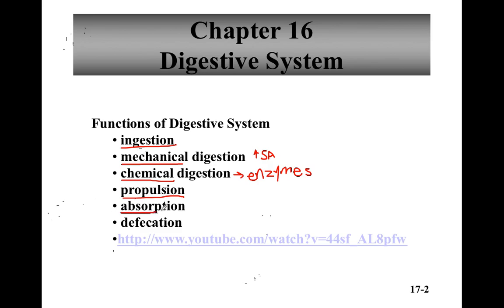Then there's absorption. Absorption is to absorb the nutrition, right? We just talked about the amino acids. Let's just run with that. To absorb those amino acids from the inside of your small intestine into your blood. And once it's in your blood, we can take it everywhere, right? Your muscles and your heart and your brain, and we can get that nutrition where it needs to be.